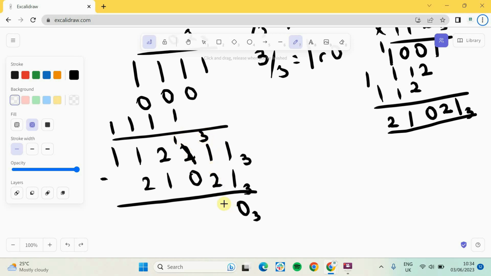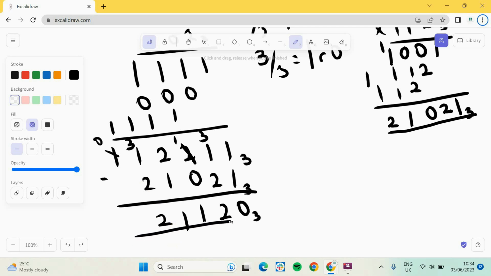4 minus 2 is 2, right? 1 minus 0 is 1. 2 minus 1 is 1, right? 1 minus 2 cannot go, so I have to borrow. So I'll borrow from this guy, right? And because I'm operating in base 3, I'll add 3 to this guy. 3 plus 1 is 4. 4 minus 2 is 2, right?